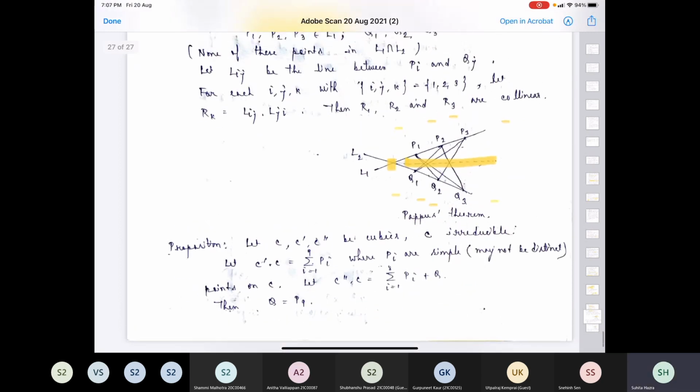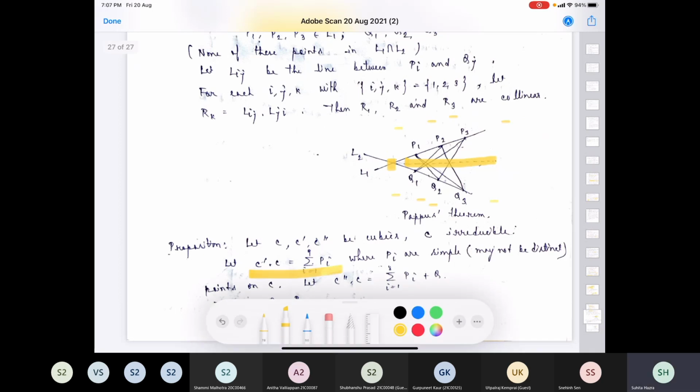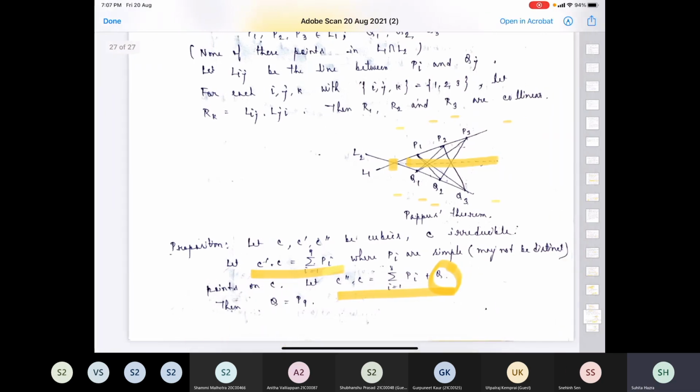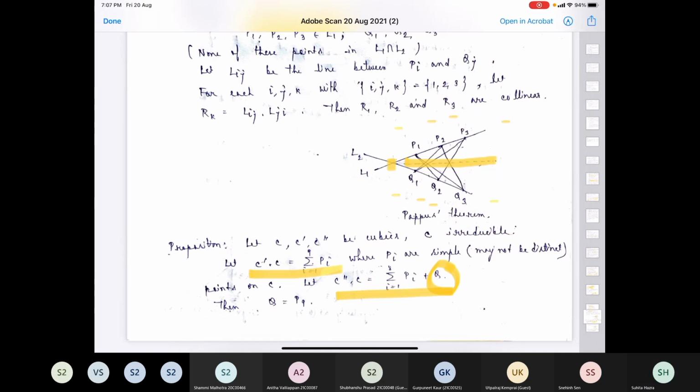I just finish with this proposition. Let C, C dash, C double dash be cubics, and C is an irreducible cubic, and C dash dot C is the summation of Pi, i equals 1 to n, where the Pi are simple. They may not be distinct points of C. And let C double dash dot C be the summation of Pi plus Q. Then Q equals Pn. So if we have such properties, we can recognize Q as Pn.